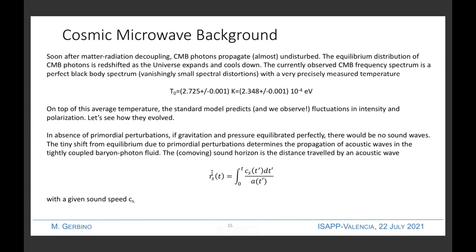So we have seen so far how matter perturbations evolve, and now we would like to understand what is the behavior of the anisotropies that we observe in the cosmic microwave background. The CMB, I will refer to it as CMB from now on, is the leftover radiation of the Big Bang.